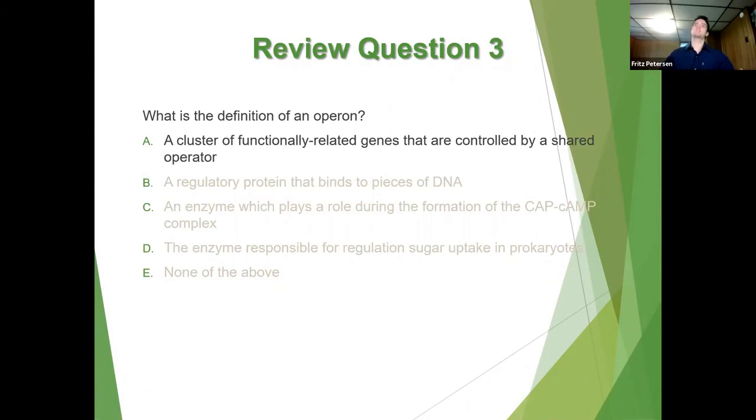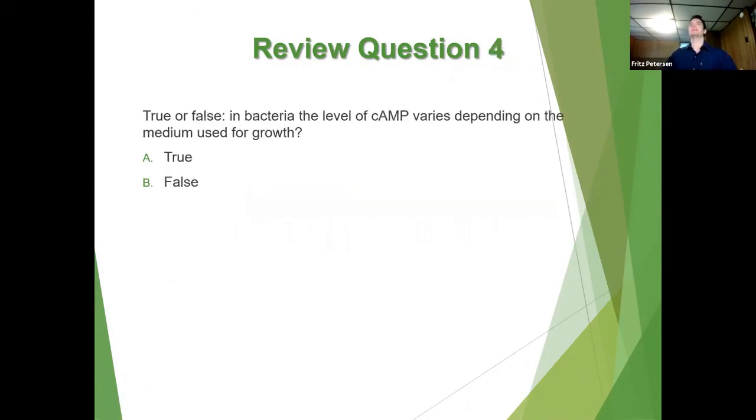Now, our final question, I think this is a bit of a gimme. So true or false, in bacteria, the level of cAMP varies depending on the medium used for growth. I'm going to give you guys about 10 seconds for this one because I think it's pretty easy. And the answer in this case is, of course, true.